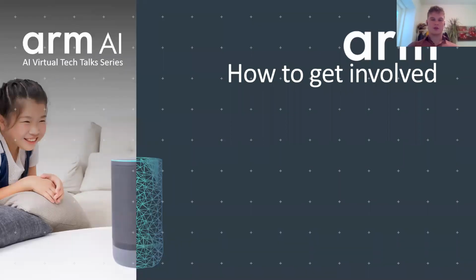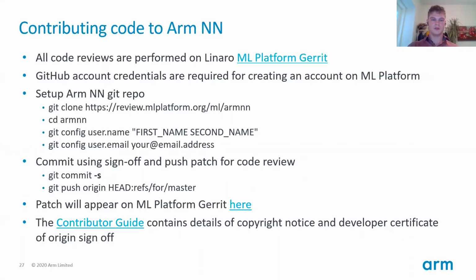So how to get involved in our open source project. One way is to contribute code to ARM, and all code reviews are performed on the ML Platform Gerrit. This is where ARM engineers and public contributors alike contribute their code, and all the code is reviewed openly. To create an account on ML Platform, all you need is a GitHub account. You use your GitHub account credentials to create your account on ML Platform.